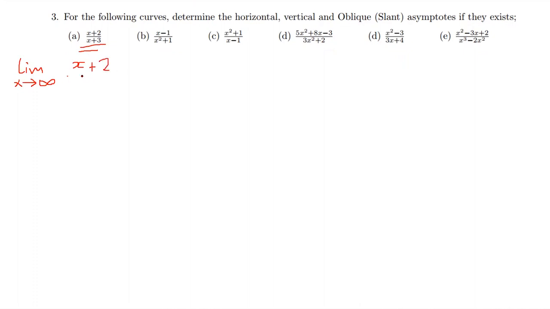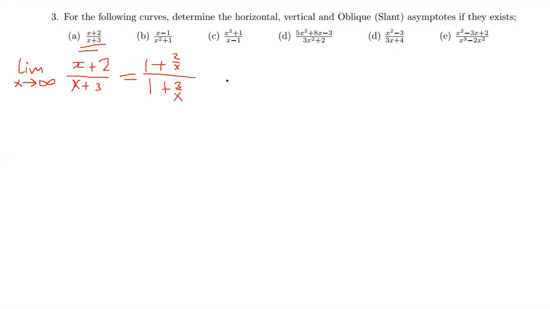So this is, in other words, the application of limits. When you find the limit as x approaches infinity, you divide by the highest power there. The highest power that we have is x. So when I divide x by x in the numerator, I get 1. When I divide 2 by x, I get 2 over x. When I divide x by x in the denominator, I get 1. When I divide 3 by x, I get 3 over x.